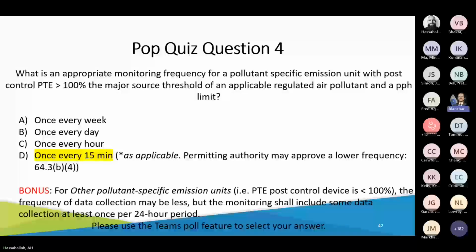And as a bonus, for other pollutant-specific emission units, such as a PTE of post-control devices less than 100%, the frequency of data collection may be less, but the monitoring shall include some data collection at least once every 24-hour period.